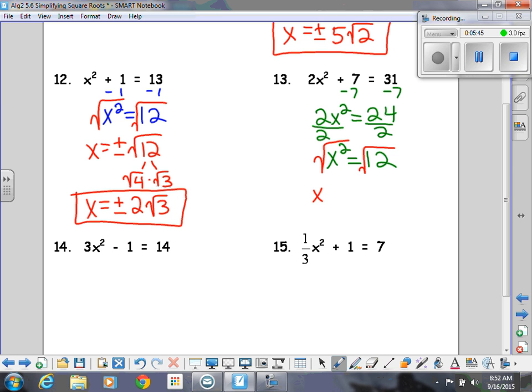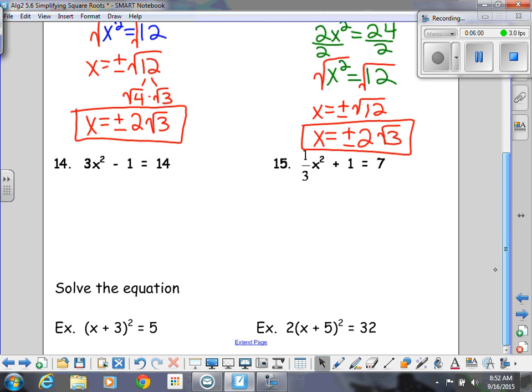And so I get x equals plus or minus square root of 12. And we already pulled that apart, so we know what that looks like. That's plus or minus 2 root 3. So we happen to get the same answer on both 12 and 13. All right. So try number 14 by yourself and pause the video, see if you can do that.